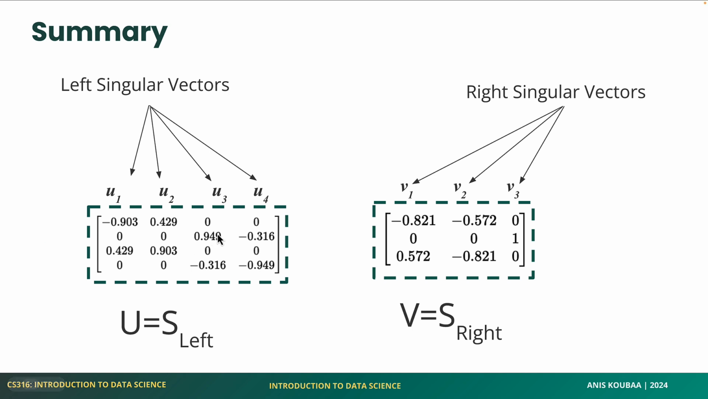So the 4 by 4 matrix, because we started with 4 by 3. The left dimension is the number of rows. So this is the left matrix, it's called U. And this is the right matrix, it's called V. So here we have V1, V2, V3. These are the eigenvectors of the resulting matrix A transpose A, and these are the eigenvectors of A multiplied by A transpose.